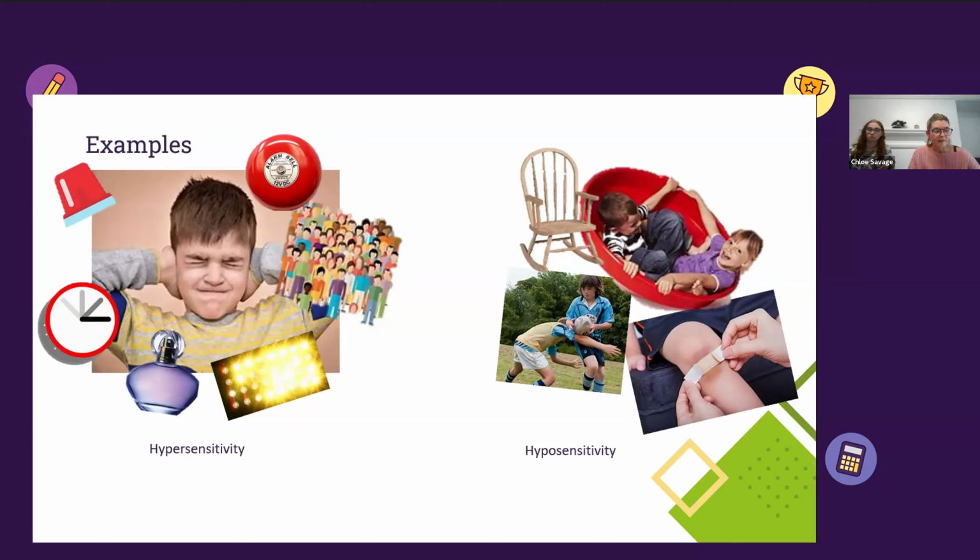Again, we've discussed this a lot in other examples, but a child who's experienced childhood trauma may not react to pain or temperature change as much as we would imagine them to. And again, this can be related to an underwhelmed sensory system.